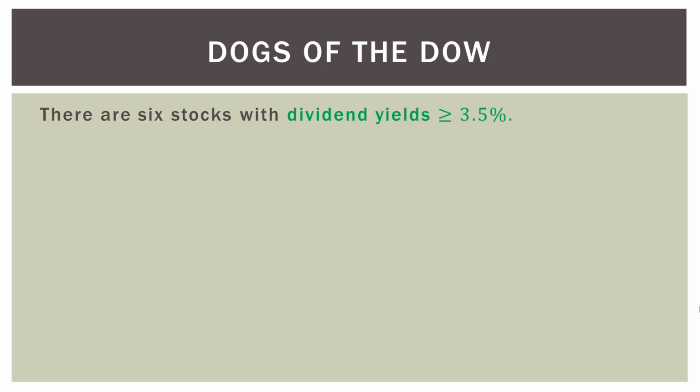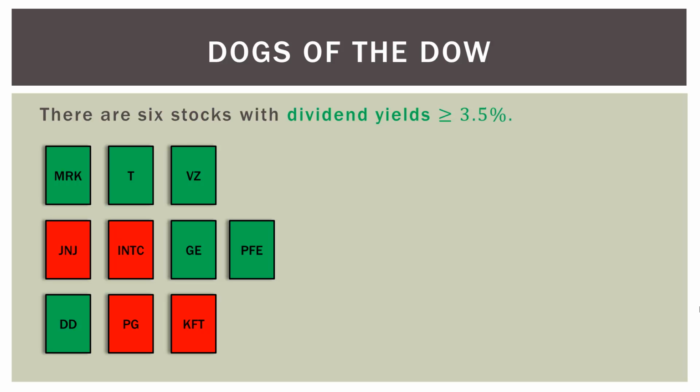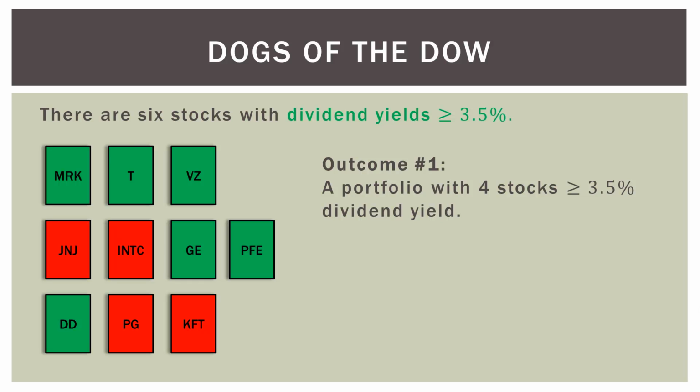Now there are 6 stocks with a dividend yield of greater than or equal to 3.5%. So again, I'm going ahead and color coded these so you can see exactly what they are. So all the stocks there in the green, Merck and AT&T, Verizon, etc., they all have yields that meet our criteria. Now how do we solve this problem? So we need a portfolio with 4 stocks that have dividend yields greater than or equal to 3.5%. So this is actually quite straightforward.